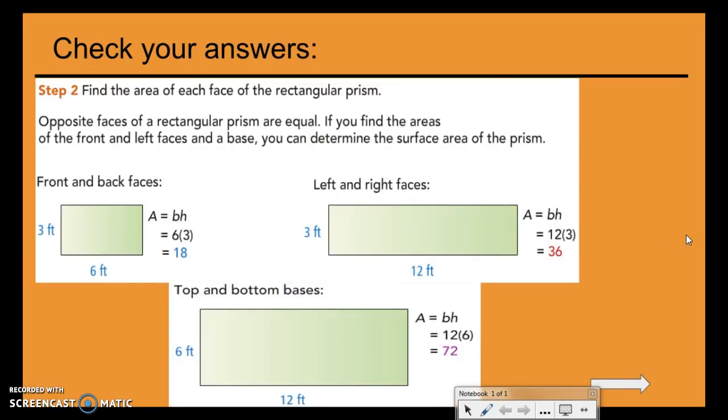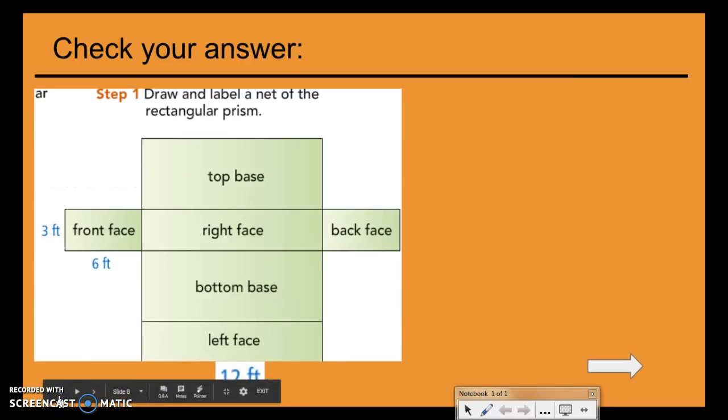So step 2 is to find the area of each of your faces. Since you have 3 different faces, but you have 2 of each, you're going to find the area of each of those 3 faces and multiply your answer times 2. So the front and back faces were 3 feet by 6 feet. And if you want to go back, let's see. If we went back, we can see 3 and 6.